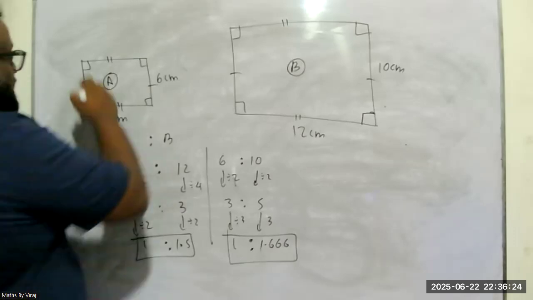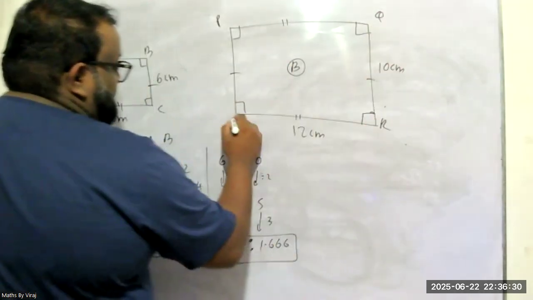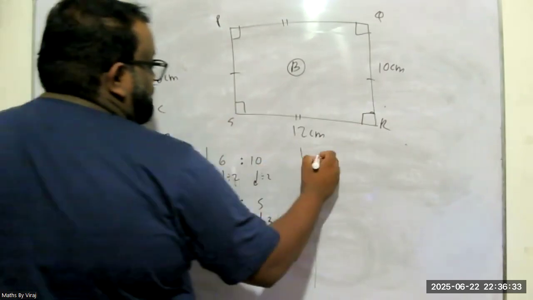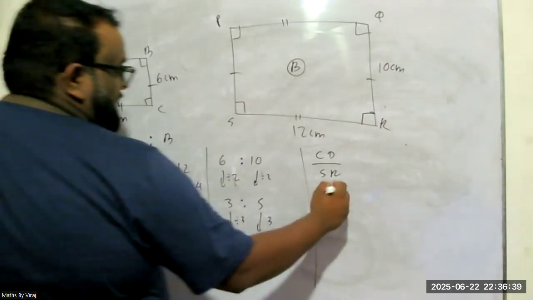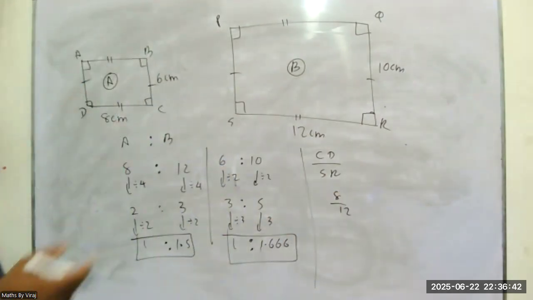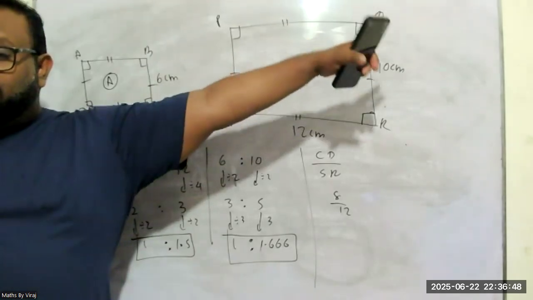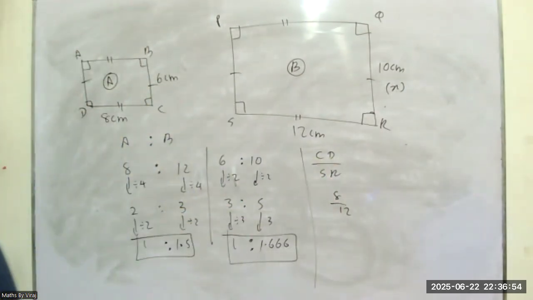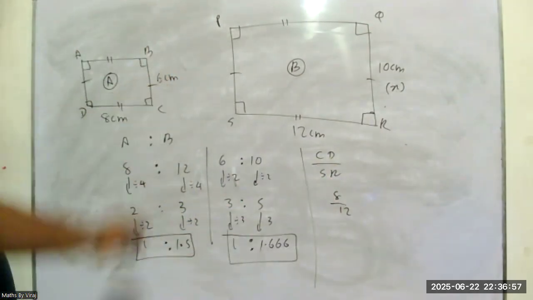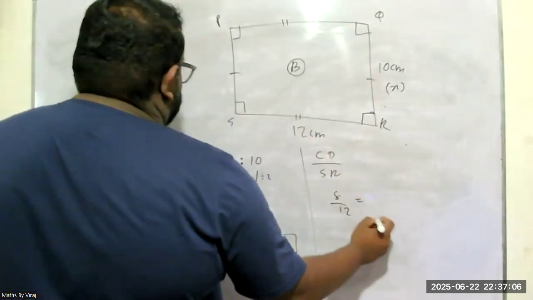Now let's assume this is ABCD and PQRS. Now I can write CD over SR, 8 over 12. If this is 6, what should be the length of QR according to this particular ratio? If BC is 6, and these were two similar figures, what should be the length of QR? Am I clear?